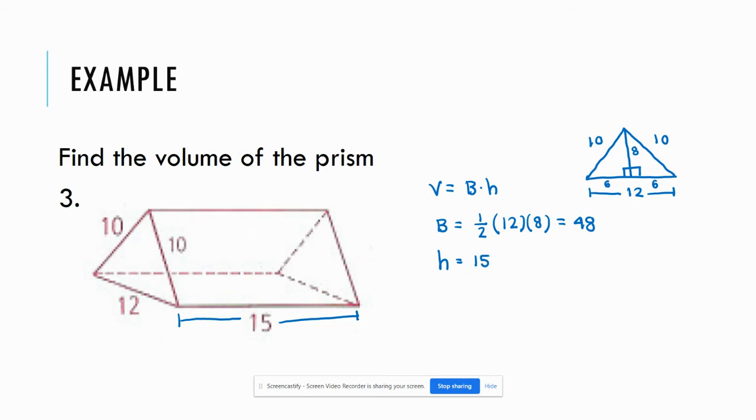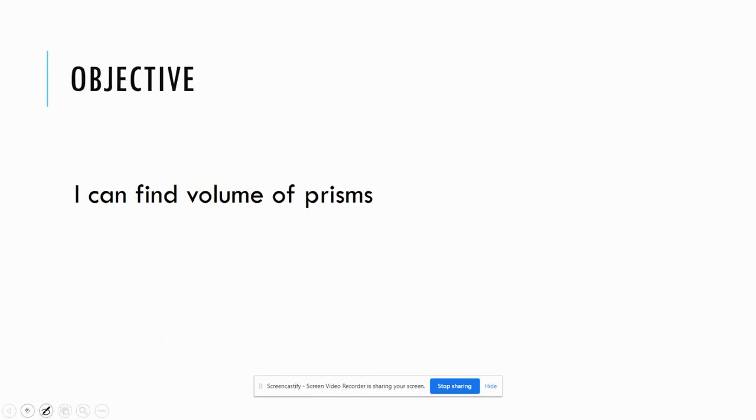And now I have everything that I need to calculate the volume. Volume is going to be 48 times 15. When we multiply those two together, we get 720. In this problem, I'm not telling us specifically what the units are, so we'll say that we have units cubed. And this is the volume of this triangular prism. And so that's us finding volume of prisms.